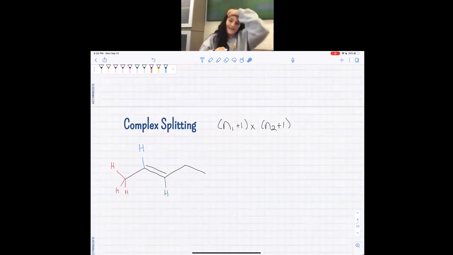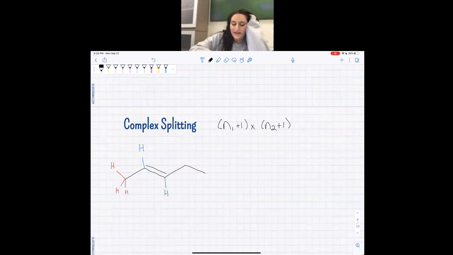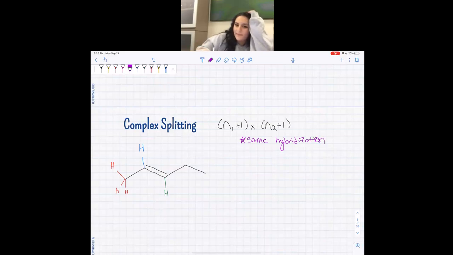we're going to go back up to here. In class, they went over the J values for like 20 minutes. All we need to know in this class is that same hybridization equals same J value, and different hybridization equals different J value.